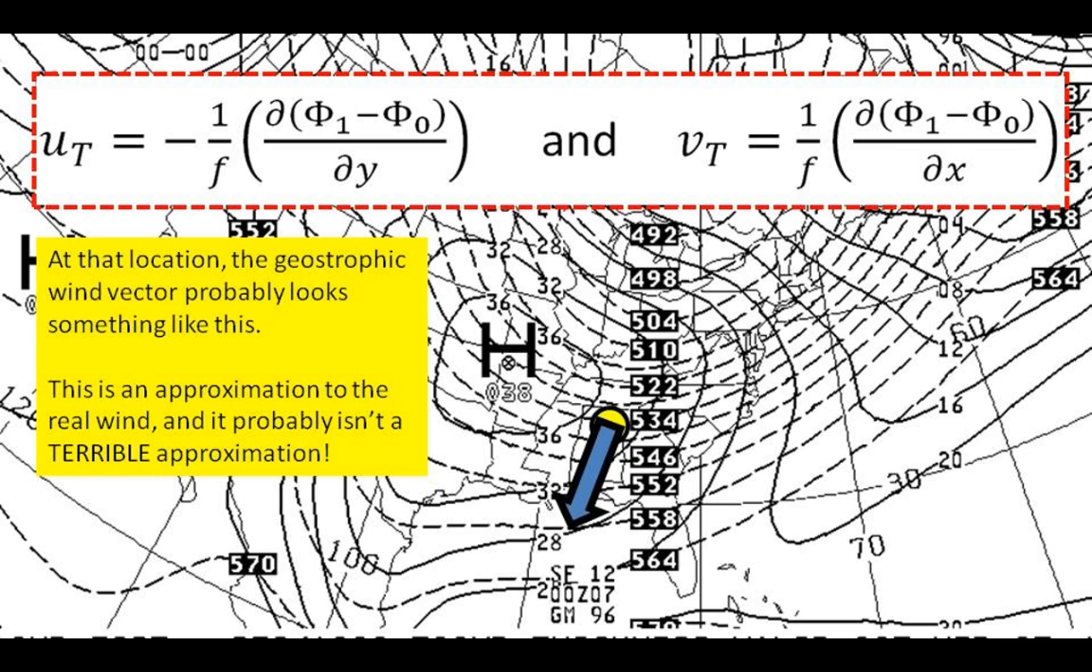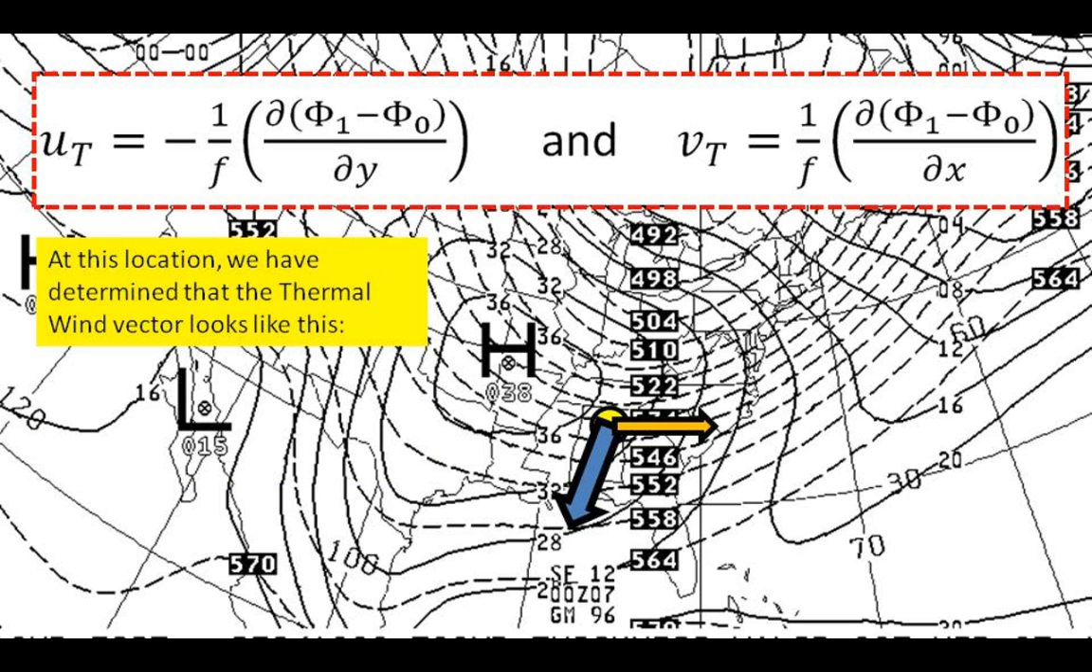And at that location there, if I wanted to make a geostrophic wind that is parallel to the isobars at the surface, it probably would look something like that at that blue dot there. It would be parallel to the isobars at its location. All right, great. It's probably not a terrible approximation to what the real winds are doing, actually.